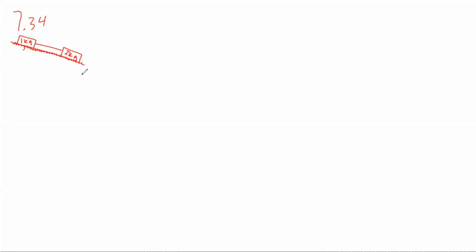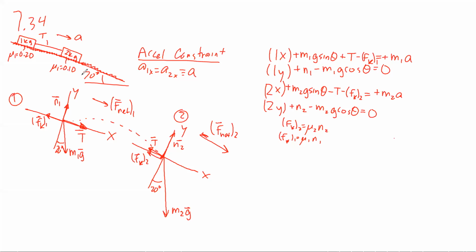Let's call the back one m sub 1. This makes a mu sub k equals 0.2. And this one in the front makes a mu sub k equals 0.10. Okay, again, mu sub k is a coefficient of kinetic friction between the surface and the block. So before I move on, any questions or comments on any part of what I've done?